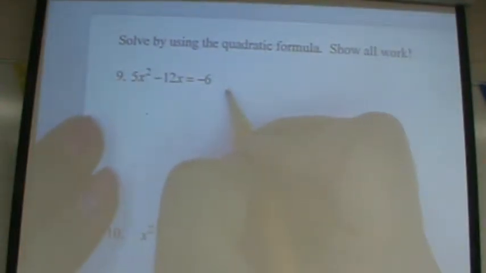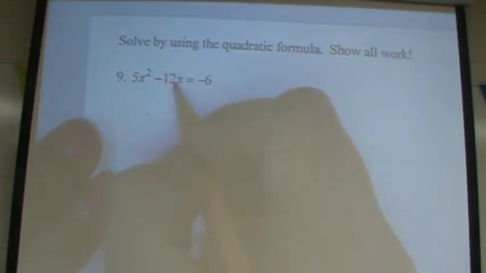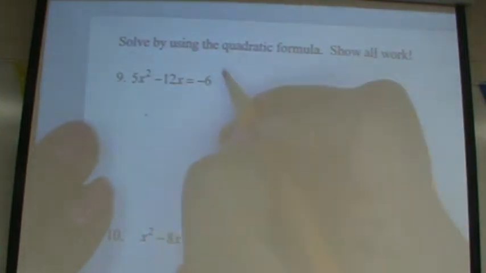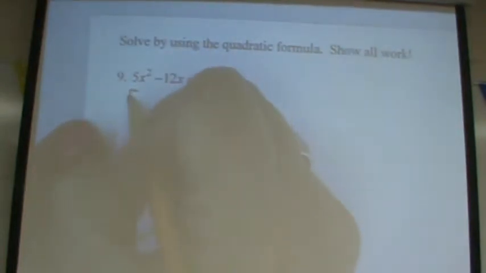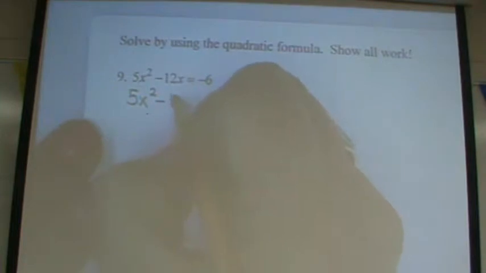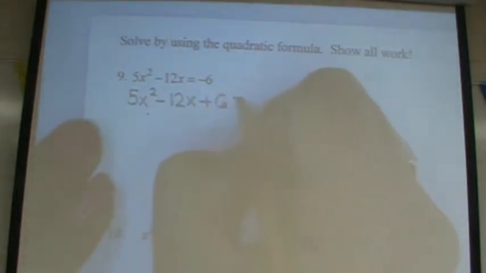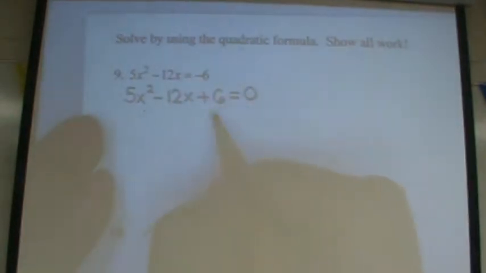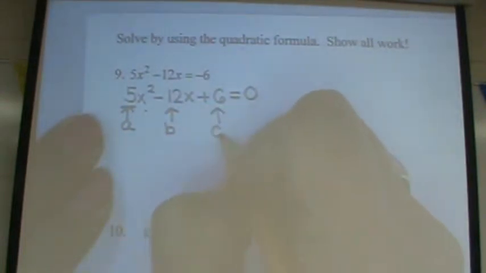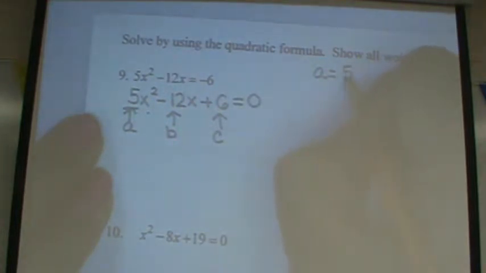The quadratic formula is good when the problem is not factorable, and it's especially good when the middle term is an odd number. This one I would not try to divide by 5. I would be forced to use the quadratic formula on this one. So, before we use the quadratic formula, we want to organize it to make sure we know what A, B, and C are. So I want to bring -6 over, it becomes a +6. This is your A value. A is 5, B is -12, and C is 6. So let's write that down. A is 5, B is -12, and C is 6.